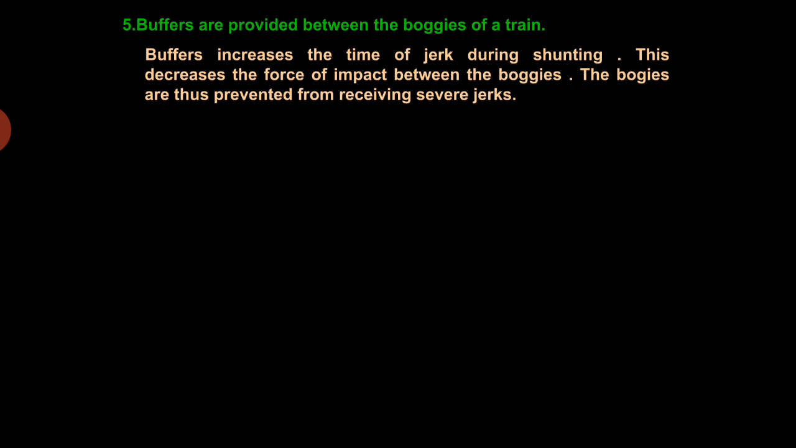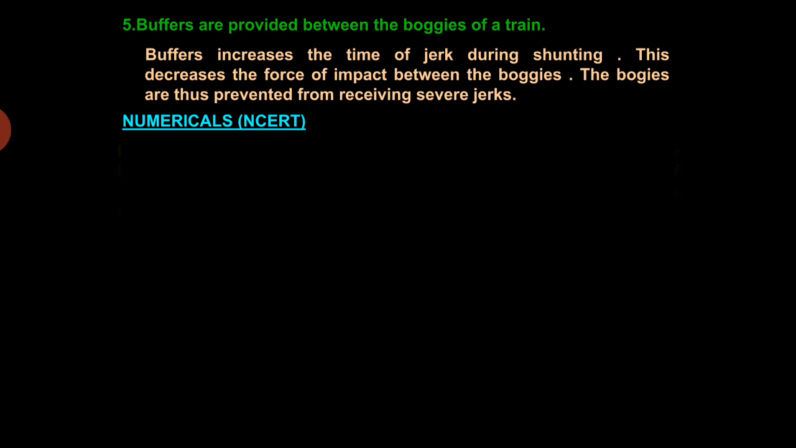Now, fifth example: buffers are provided between the bogies of a train. Buffers increase the time of jerk during shunting. This decreases the force of impact between the bogies. The bogies are thus prevented from receiving severe jerks. Now, let us do some numericals based on the concept of impulse.